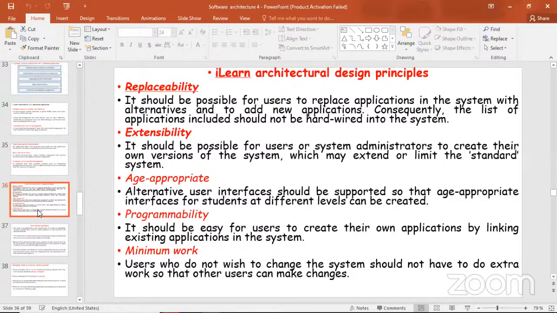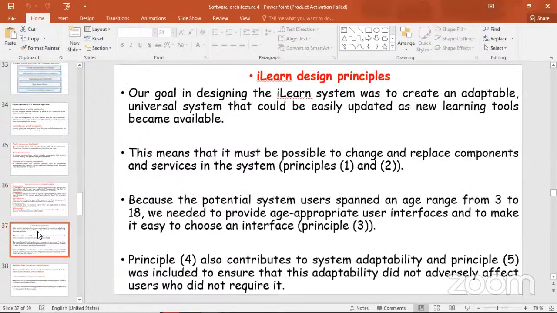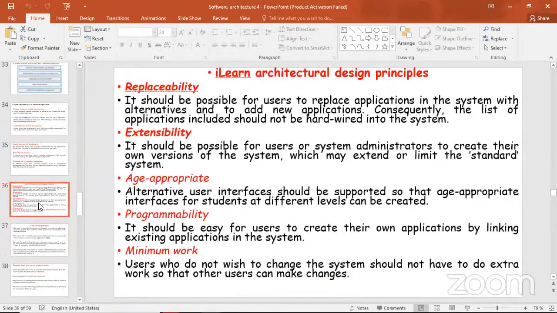Replaceability, extensibility, that's the principle. The next one: because the potential user system spans an age range of from 3 to 18, we need to provide age-appropriate user interfaces and make it easy to choose an interface. So this is age appropriateness.